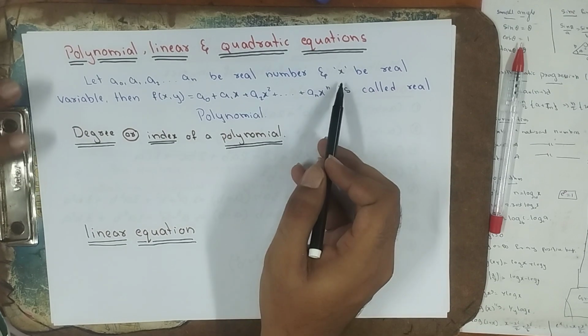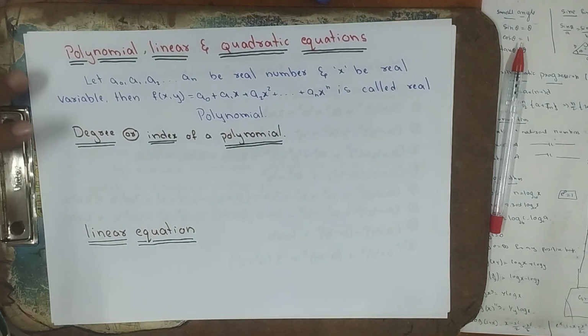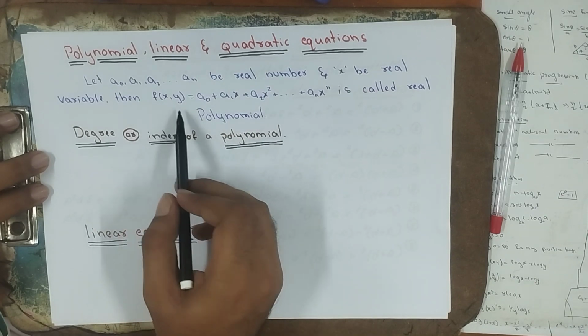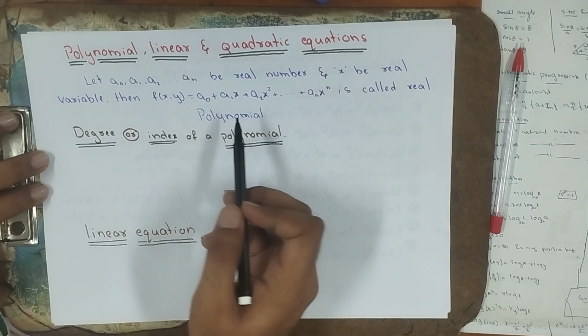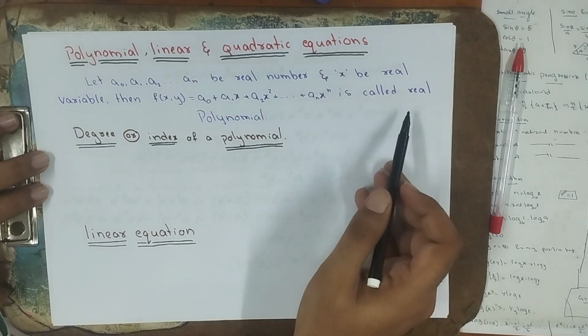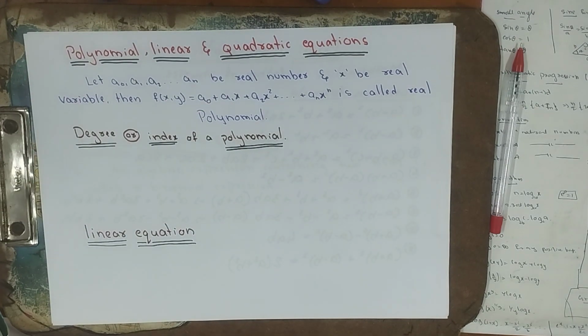You know real number, and x be the variable. Variable means the variable which is in front of real number. We call it as the variable. Now then f of x is equal to a0 plus a1x plus a2x square plus up to an x to the power of n is called a real polynomial. You don't need to remember this definition, don't worry. Whatever I say, just remember.